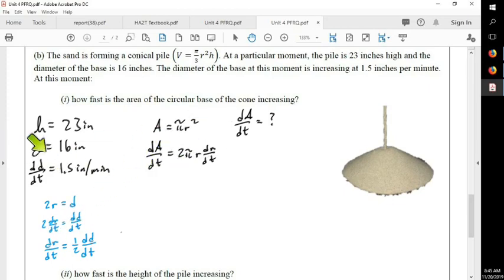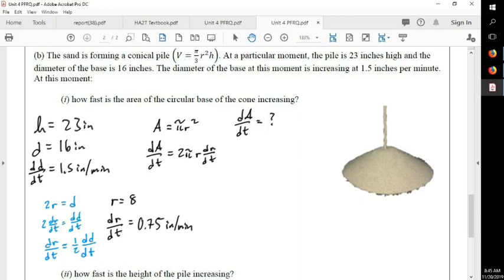That means, okay, if the diameter is 16, what's our radius? 8. If the rate of the diameter is 1.5, what's the rate of the radius? 0.75. Very nice. Is it still inches per minute? Yes. Nope, it's not an area.